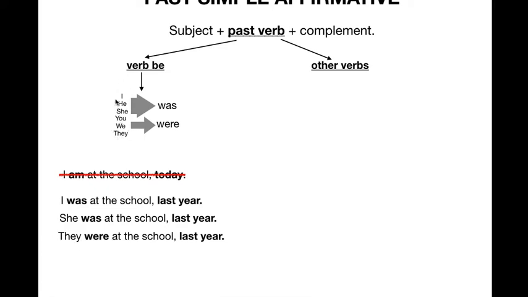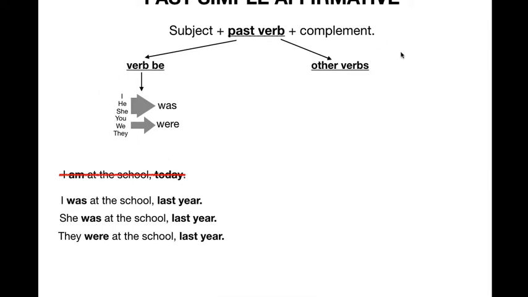So here we have the list of the subject pronouns. If you are using the subjects I, he, and she, this is going to be was. I was, he was, she was. And if you are saying you, we, or they, it's with were. You were, we were, and they were, okay? That's the rule if you don't remember very well.